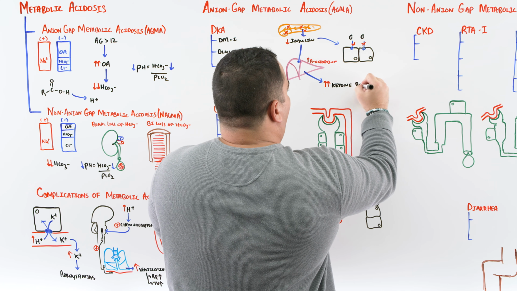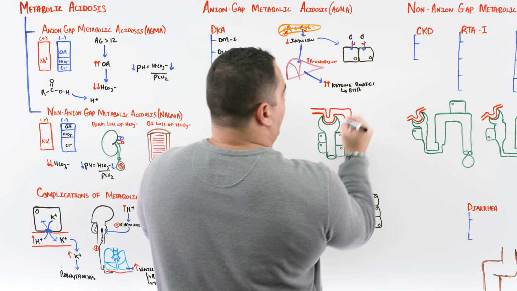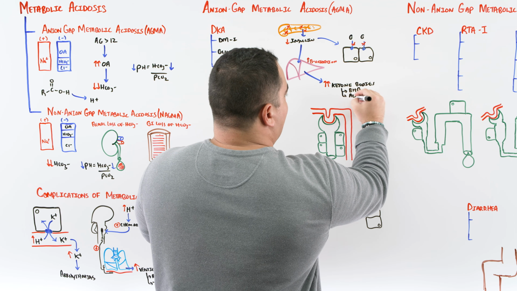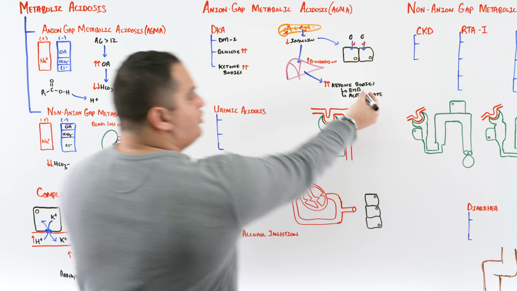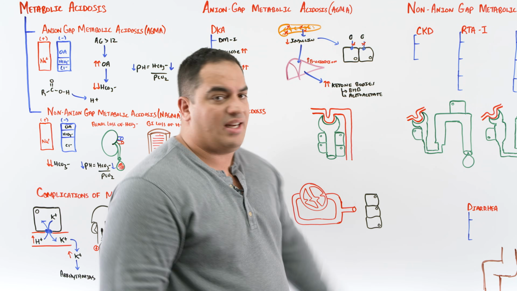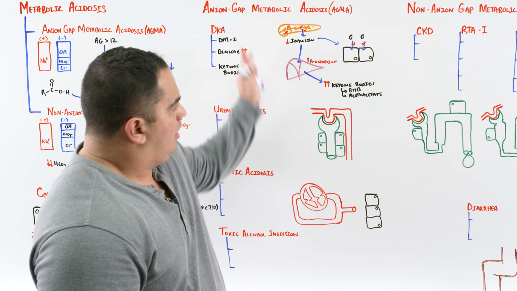Now, what kind of ketone bodies are there? Well, one is called beta-hydroxybutyrate, and the other one is called acetoacetate. Usually the one that we measure in the bloodstream is beta-hydroxybutyrate, but both of these can be excreted into the urine. You can get that off the urinalysis. All right, beautiful. That's the concept there.